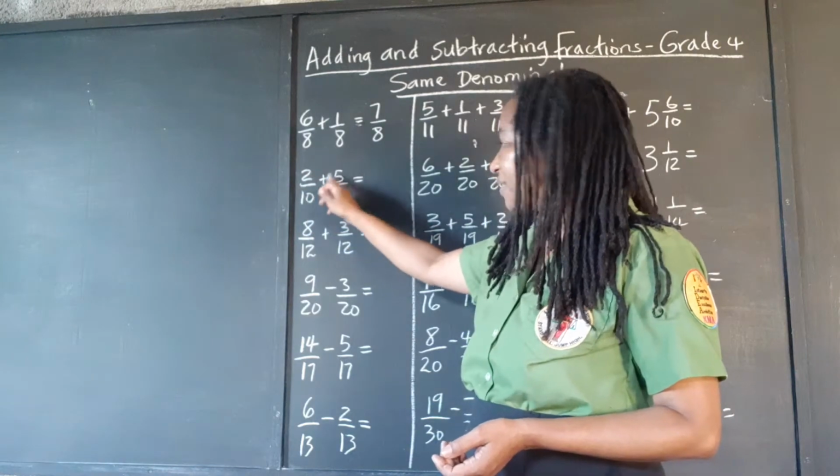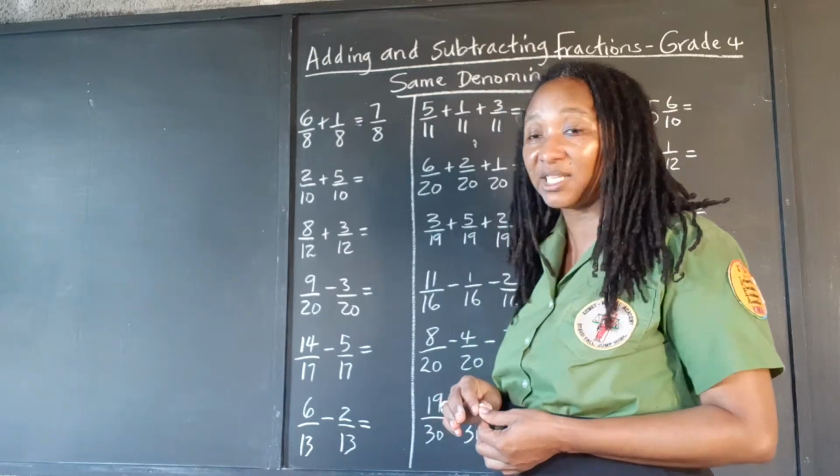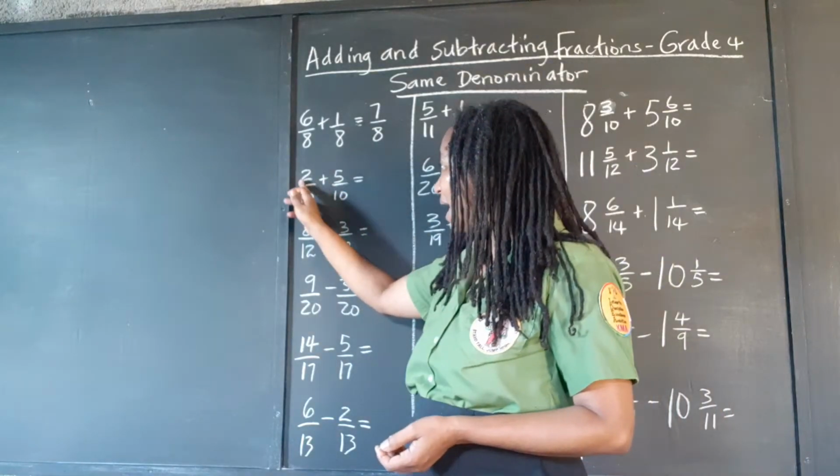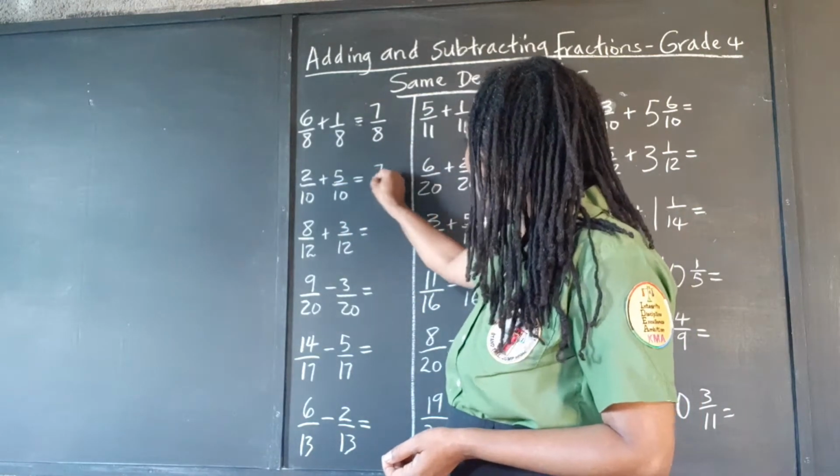2 tenths plus 5 tenths, they are both over 10. They both have 10 as the denominator. So we're just going to add the numerators. 2 plus 5 gives 7. Put that 7 over 10.